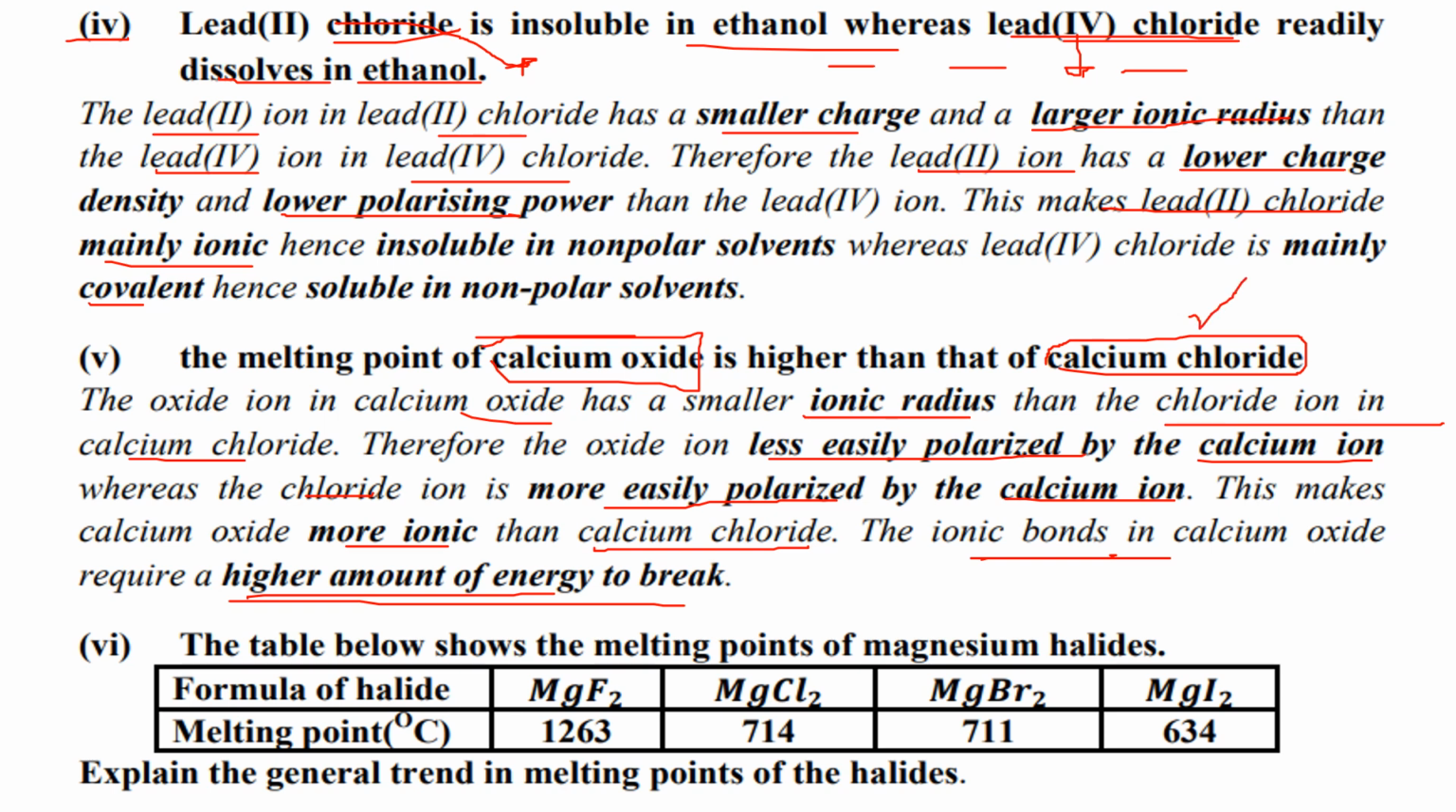So looking at example 6, the table is going to show the melting points of the magnesium halides. So we have halide number 1 to be magnesium fluoride with a melting point of 1263, magnesium chloride to have a melting point of 714, magnesium bromide to have a melting point of 711, and magnesium iodide to have a melting point of 634. So we're going to be explaining the general trend in the melting points of the respective halides.